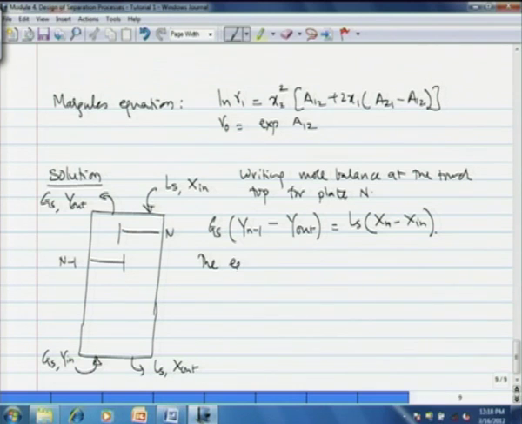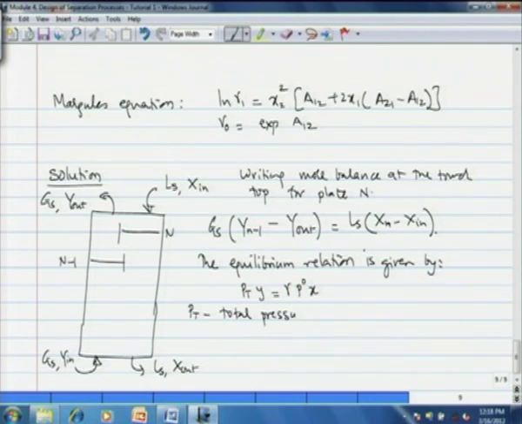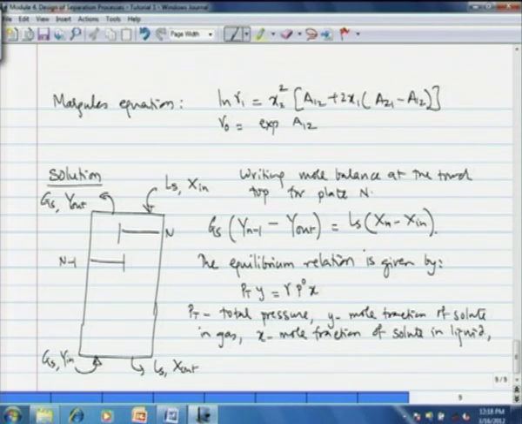Now, the equilibrium relation is given by Pt into y is equal to gamma into P naught into x. Pt is the total pressure of the tower, y is the mole fraction of solute in gas, x is the mole fraction of solute in liquid, and gamma is the activity coefficient. We are not taking into account the fugacity coefficient here because the pressure is relatively small. So, you can take phi, the fugacity coefficient, as 1, okay, and P naught is the absolute vapor pressure.